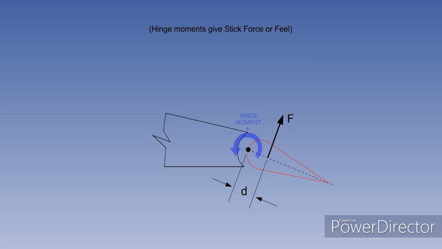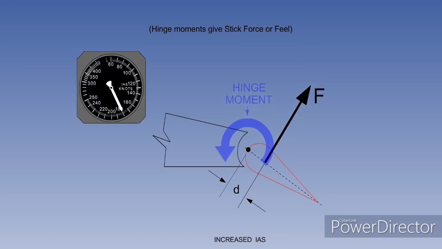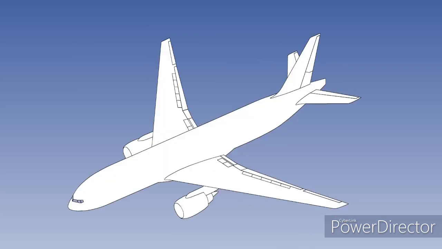It is the hinge moment the pilot must oppose to make and hold the required control deflection. The pilot refers to the hinge moment as stick force or feel. If the control deflection is increased, so is the hinge moment. As the IAS is increased, the hinge moment is increased for the same control deflection. Larger aircraft require control surfaces of larger area, and this will also increase the hinge moment. So the greater the displacement, IAS or surface area, the greater the hinge moment.